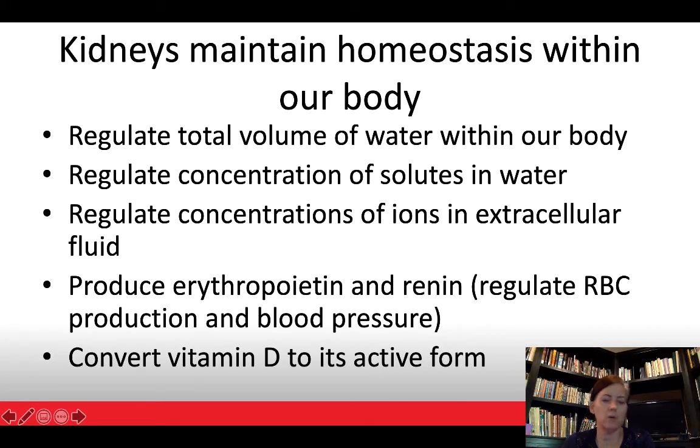Kidneys are also responsible for maintaining homeostasis within our body, and there are a few ways they're able to do that. One is regulating the total volume of water within our body, which we know is going to affect blood pressure as well. Kidneys help to regulate the concentration of solutes in our body. They also regulate concentrations of ions in our extracellular fluid. Kidneys are responsible for producing erythropoietin, which is the hormone that stimulates red blood cell production, and renin, which, as we'll see a little later, plays a role in blood pressure. And kidneys are also responsible for the conversion of vitamin D to its active form that our body uses.